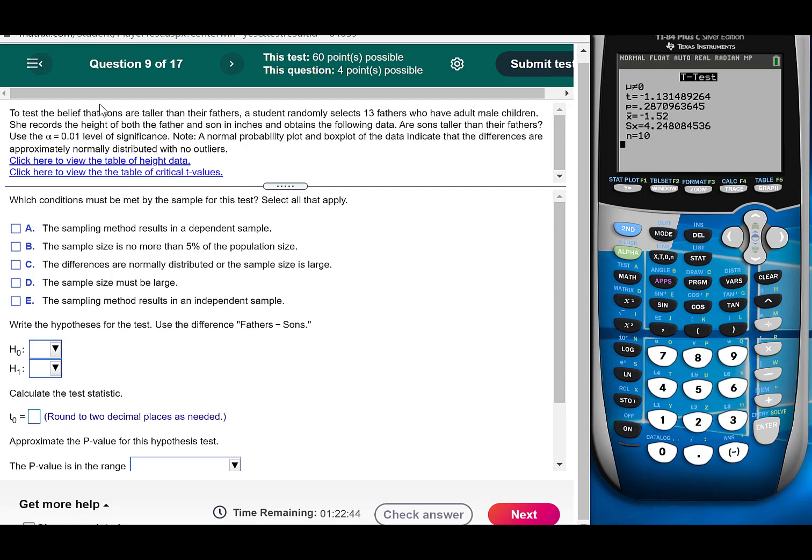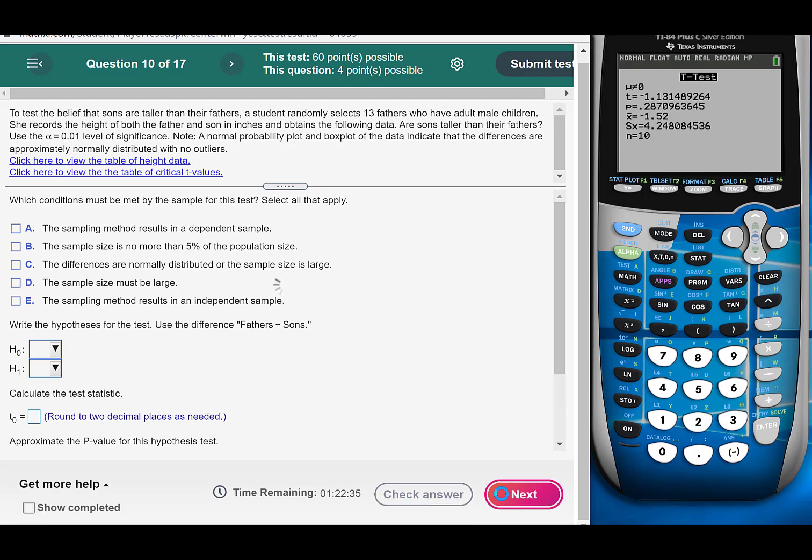We did this one. I don't know why it is in the review. Again, this is about sons being taller than their fathers, so we're going to skip this one.